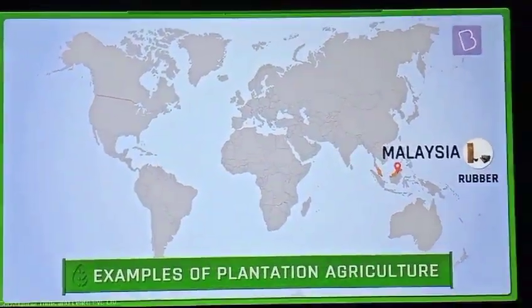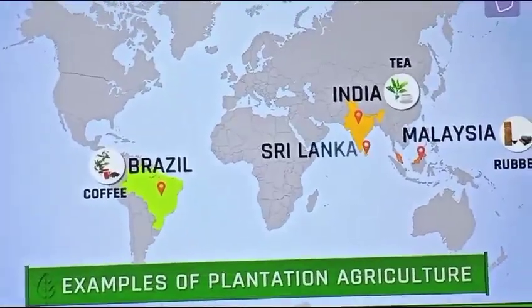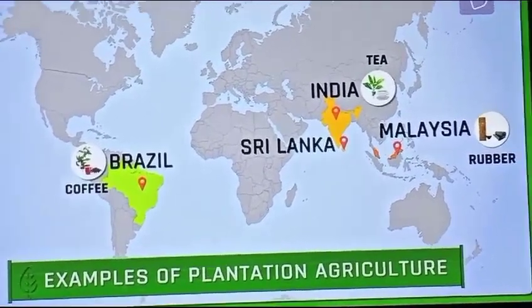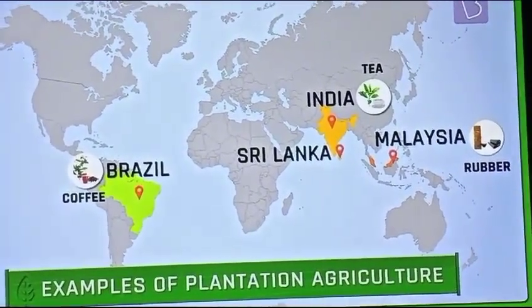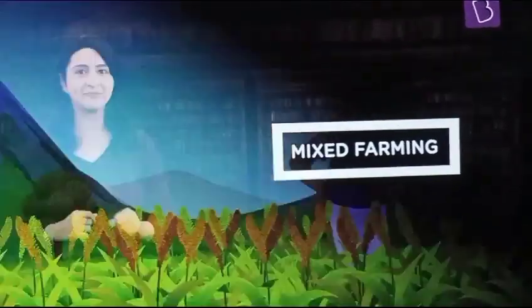Thus, plantation farming requires a lot of manual labor and development of transport networks to link estates to factories. Cultivation of rubber in Malaysia, coffee in Brazil, tea in India and Sri Lanka are some of the examples of plantation agriculture. Next, we come to mixed farming.